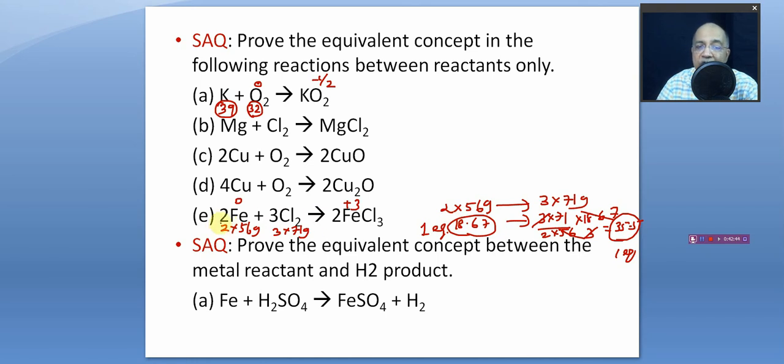2 moles means 2 into 56 gram. 3 moles means 3 into 71 gram. That is the relationship between the two reactants for complete reaction. But in our case, we have not taken the whole, we have taken only 18.67. Why 18.67? Because 1 gram equivalent of iron in this particular reaction is 18.67. So by the unitary method, you will find that the answer will again be 1 equivalent of the other reactant. So in this case, you are required to prove the equivalent concept between the reactant metal and the product H2.